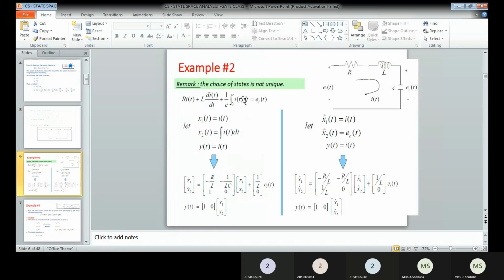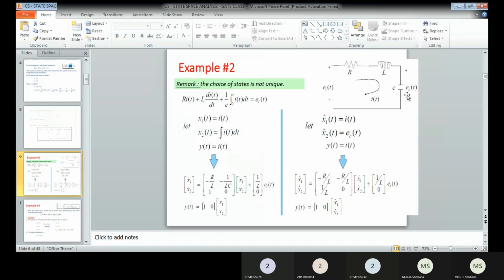Once you write the differential equation, we have to look into the electrical network. We have to check how many inductors and capacitors are given. Here we have one inductor and one capacitor. The current through the inductor will be assigned as one state variable, and the voltage across the capacitor will be assigned as another state variable. Therefore, we have two state variables, so we will have two state equations. Here we assign the state variable x1 of t equal to I of t, and the voltage across the capacitor will be x2, the second state variable.